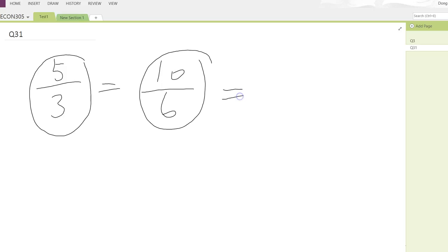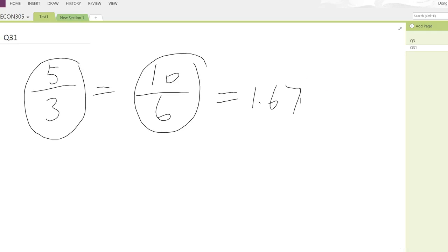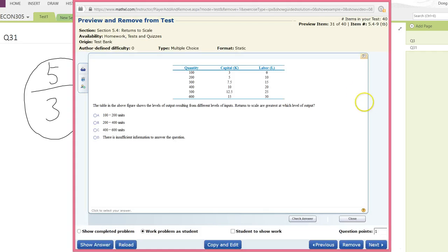So both are equal. If we pull out our calculator, we'll find this equals 1.67, right? The key point here is that this is actually less than the proportional increase in output, because here output obviously doubles. So if the output increases more than in proportion to the input, then this is increasing returns to scale. So A has increasing returns to scale.